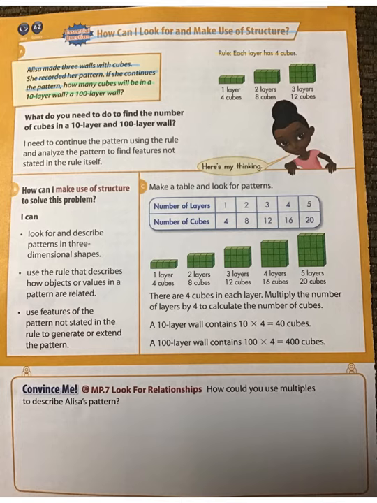And the rule is each layer has 4 cubes. So in layer 1, we're going to have 4 cubes. In layer 2, we're going to have 8 cubes. In layer 3, we're going to have 12 cubes. We want to find out how much will be in 10 and 100.